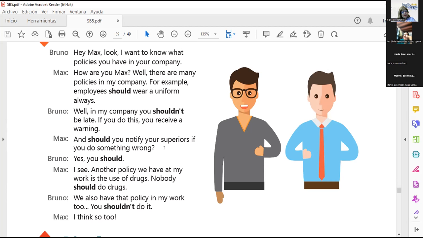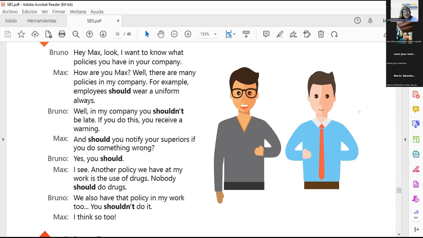Yeah, but it says, yes, you should. So it is a policy that you should notify your superiors if you do something wrong. For example, you make a mistake. Should you be quiet when you make a mistake, or should you notify your superiors? What do you say, Marvin? What is your opinion in this part? You should notify your superiors because they can advise you and tell you how to do things. Yeah, that is a policy that you should notify if you do something wrong.